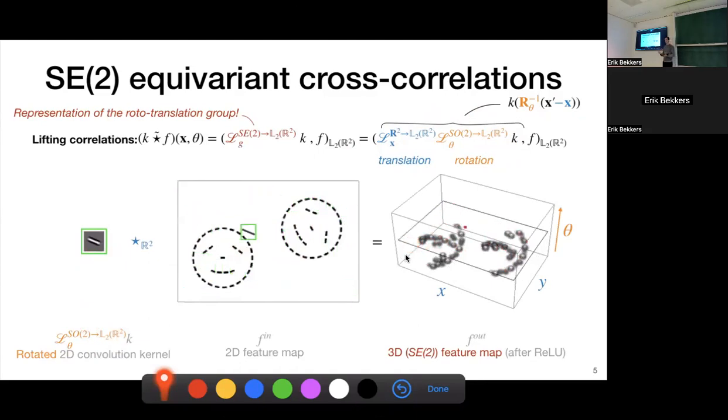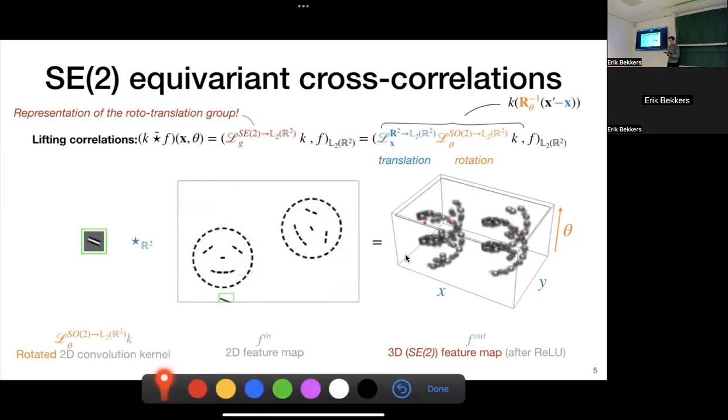So it's still template matching, but now we're not only matching this line feature detector for translations, but also for rotations. So this creates a feature map with activations that says, hey, here I have a line detected at this position and at this orientation. And the result will therefore be a function on the full group: for all these transformational poses, you have an activation. So whereas the input was a 2D feature map, the output is now a three-dimensional feature map.